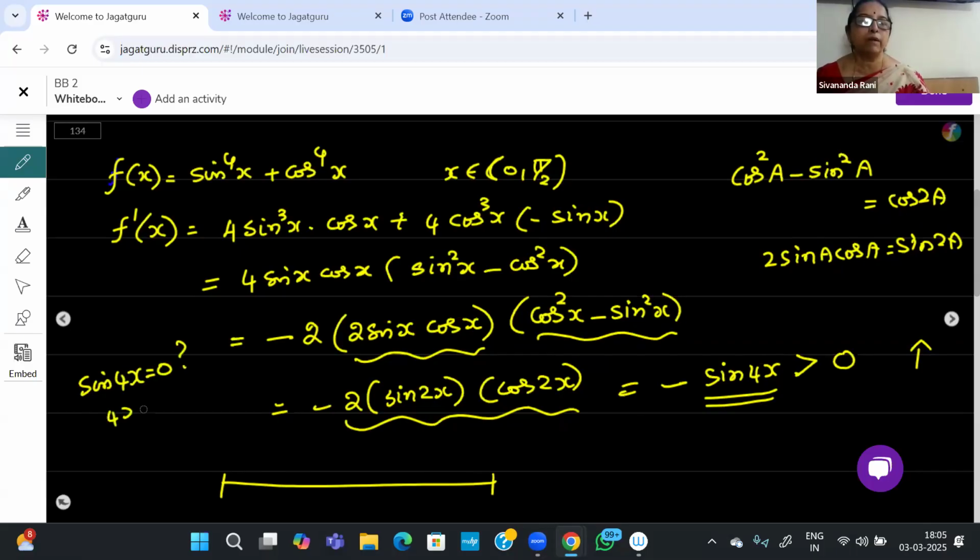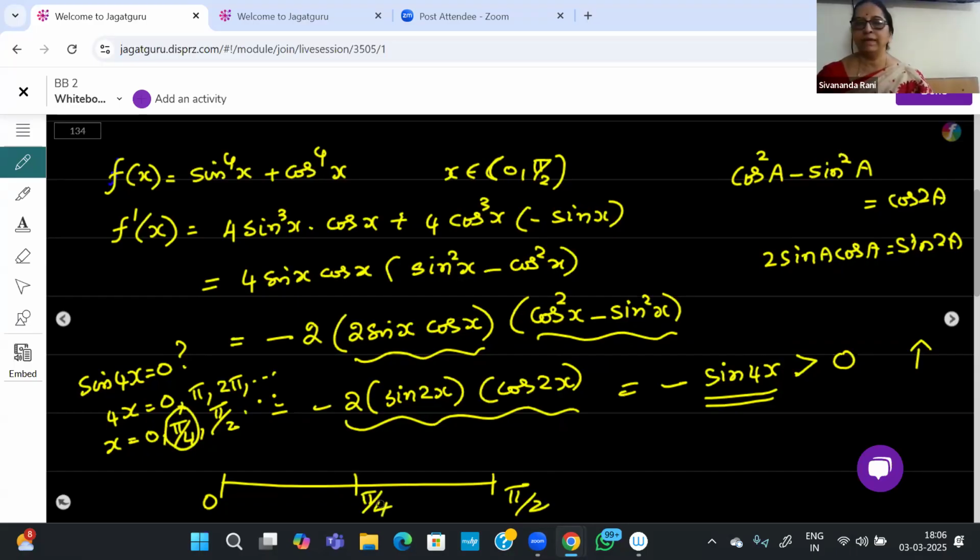Sine 4x is 0 whenever 4x is any flat angle. Sine is 0 for any flat angle, like 0, pi, 2 pi, 3 pi. For all these, sine will become 0. So 4x can be 0, pi, 2 pi. It can be any of these. Therefore, your x can be 0, pi by 4, or 2 pi by 4, all these. But the interval of focus is 0 to pi by 2. So the only point where f dash is becoming 0 in this interval is pi by 4. Right?